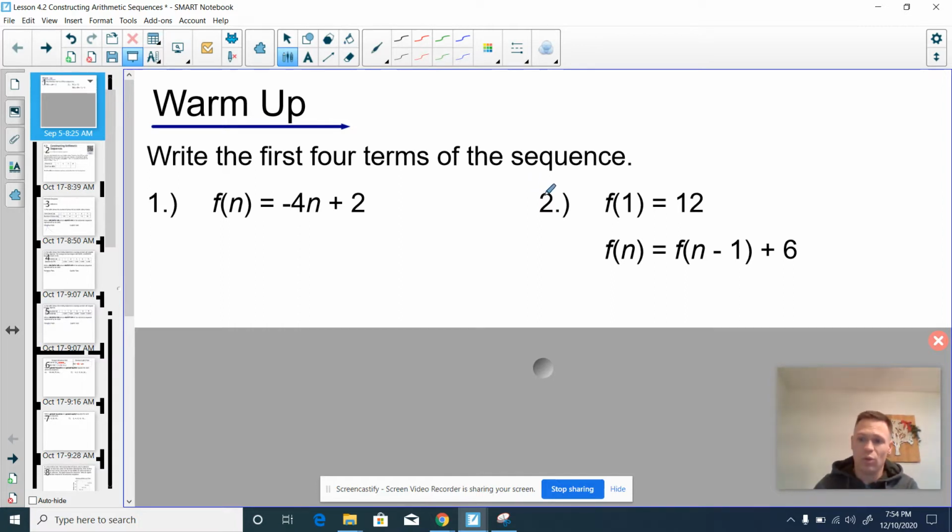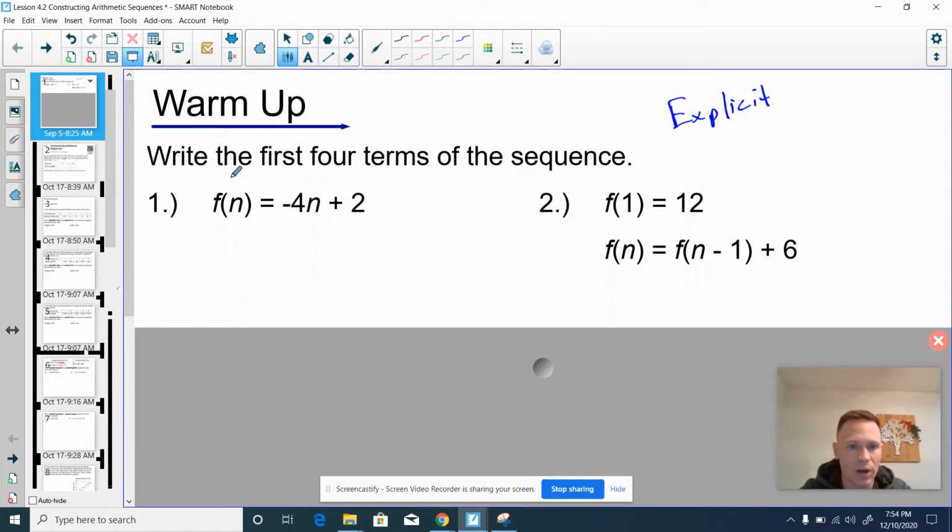Today we're going to talk about writing functions, but remember we're going to talk about how that language has shifted. When we talk about sequences, we're now going to be talking about writing that explicit rule. And we're going to be writing that explicit rule from sequences that we see, but then also from real life examples that we see. All right, so let's get our warm up done here first, getting our minds in that mindset of sequences. So let's write the first four terms of the sequence.